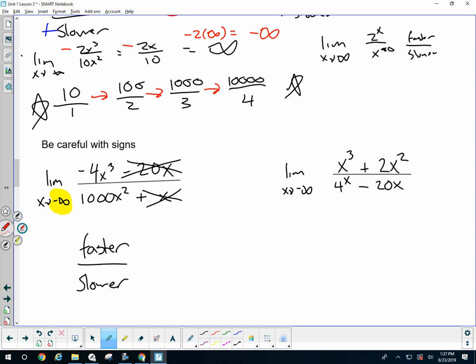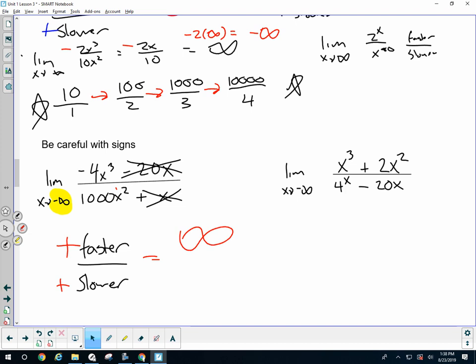You ready? Two ways you can think about it. The answer is positive infinity. A negative value cubed retains its sign. Negative times a negative times a negative is a negative. So a negative value cubed retains its sign, but times negative 4, the numerator is positive. A negative value squared, positive, times 1,000, stays positive. That is one way to figure out we are going to be trending up if we go to the left.